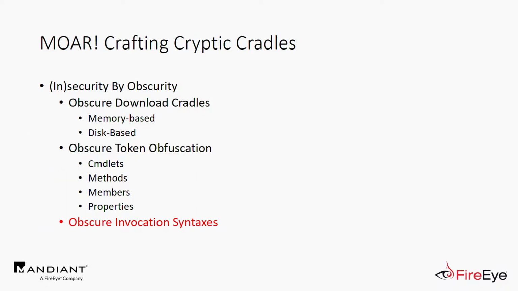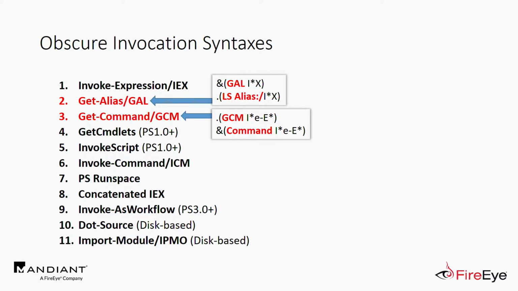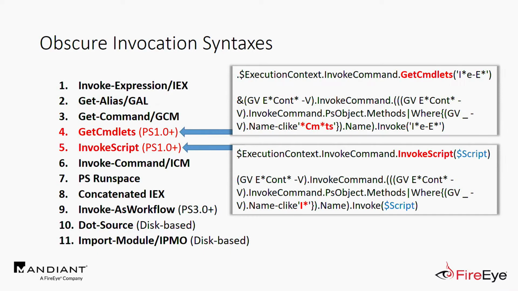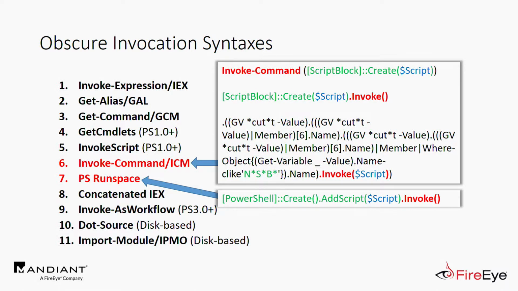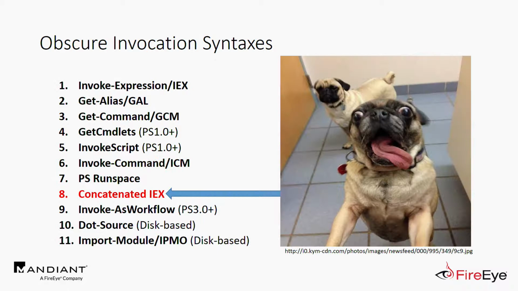Invoke expression leads us to our third section, all the obscure invocation syntaxes. So IEX, everyone uses that, won't talk about it. You can get IEX through get alias or get command, like you see here. PowerShell 1.0, we also have get commandlets to basically also get invoke expression, or we can just use the invoke script method, which will handle both expressions or script blocks. Invoke command, which requires script blocks, not an expression, but we can convert expressions to script blocks, which is all handled in the project. You can also just create a PS run space, add your code, then invoke it.